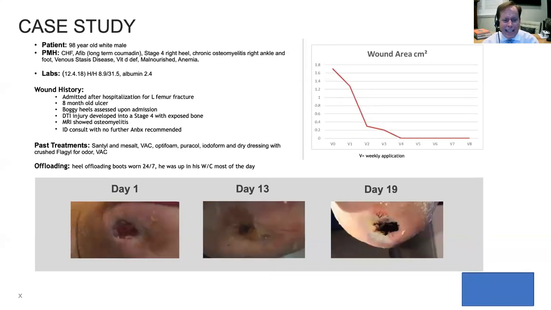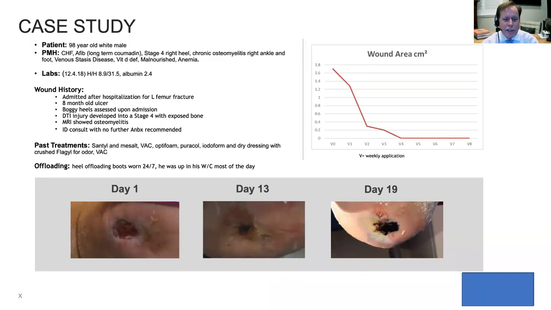Now, this is a 98-year-old white male. Now, in the United States, we're seeing more and more patients who are in this age group. When I first started practicing, I didn't see diabetic patients over the age of 60 because they didn't survive. Well, that's changed now with the newer medications and newer therapies, et cetera. So it's not uncommon anymore to see a diabetic patient that is in this age group.